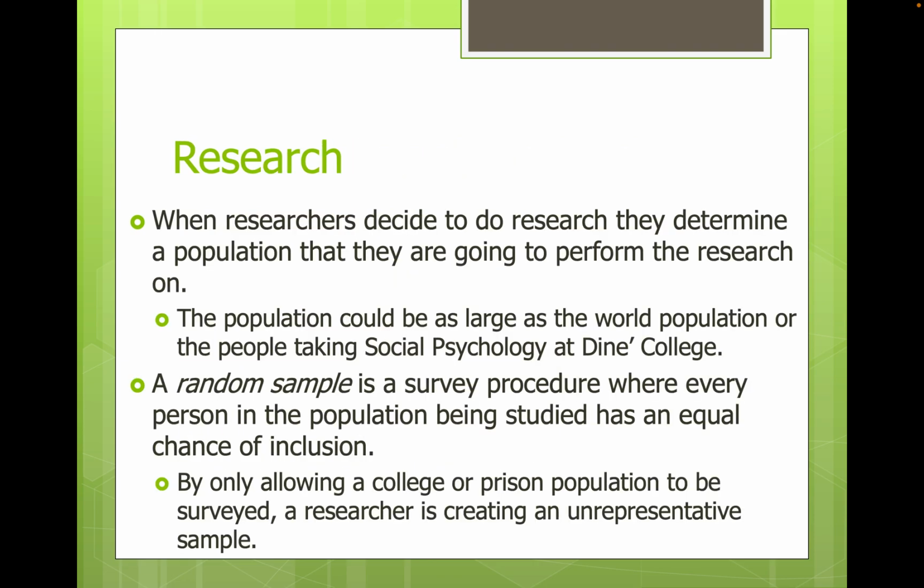When researchers decide to do research, they determine a population that they are going to perform the research on. The population could be as large as the world population or the people taking social psychology at Diné College. A random sample is a survey procedure where every person in the population being studied has an equal chance of inclusion. By only allowing a college or prison population to be surveyed, a researcher is creating an unrepresentative sample.